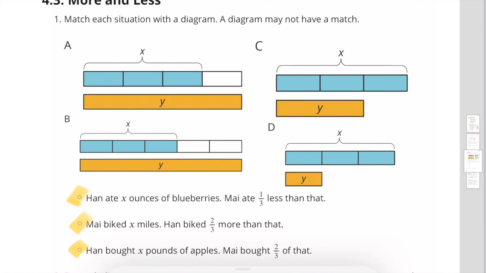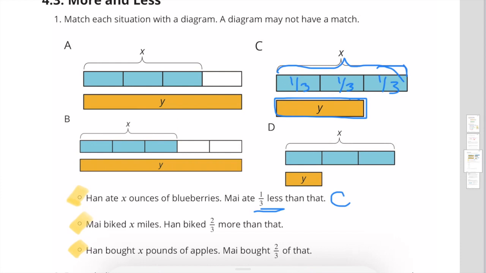It says Han ate X amount of blueberries and May ate 1/3 less than that. So which diagram matches that? You should have said diagram C, because Han ate X amount, so this whole section represents the amount that Han ate. Okay, and it says that May ate 1/3 less than that. So she ate 2/3 of that amount. And we have 1/3, 1/3, 1/3. So May ate this amount, which is 1/3 less.